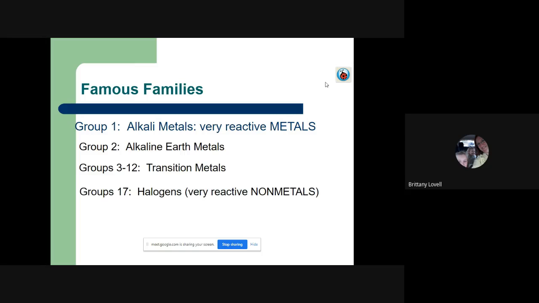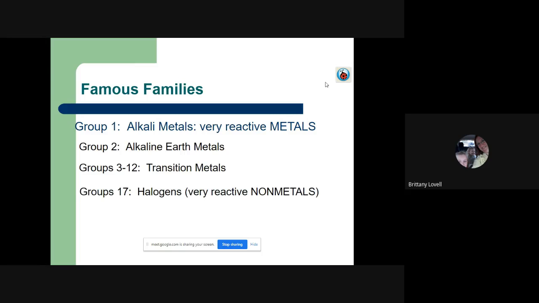And finally, you get over to the right side of the chart. Group 17, those are called the halogens. And these are your very reactive nonmetals.